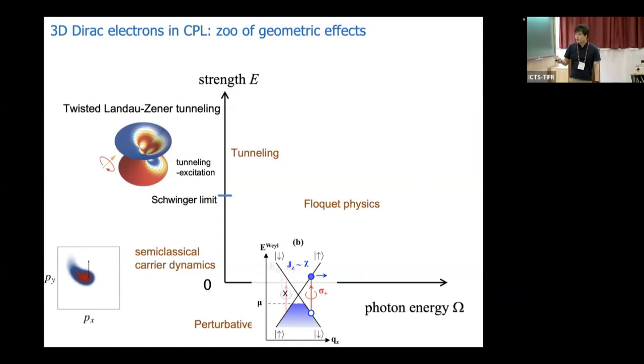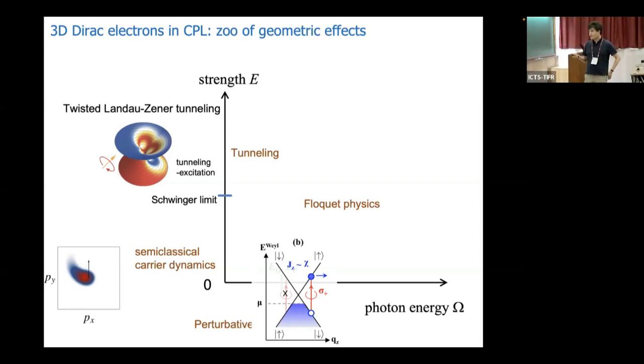Here I have photon energy, here I have E. If I go up in this direction, my field is going to be stronger, or you can also say that my rotation becomes larger and larger. If I go to the right, my photon energy is larger, so I'm going to do this process faster and faster and faster.